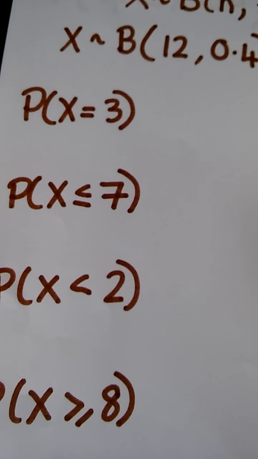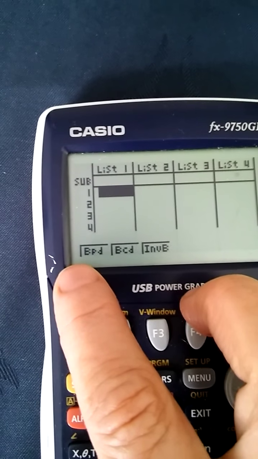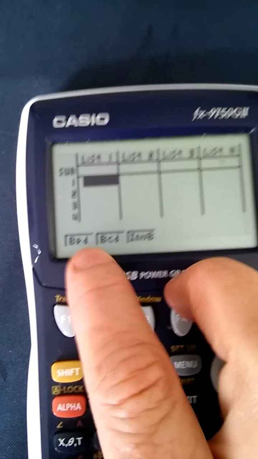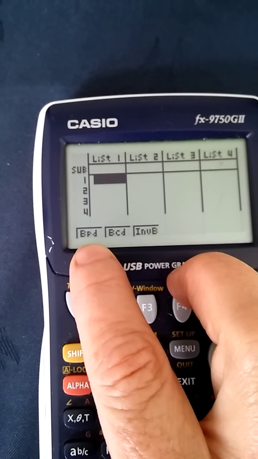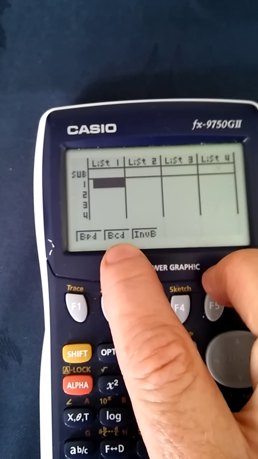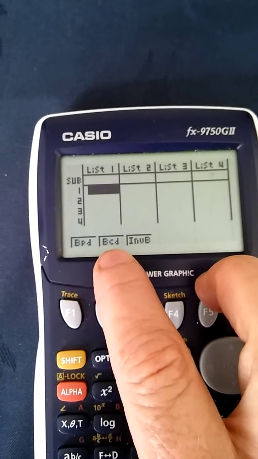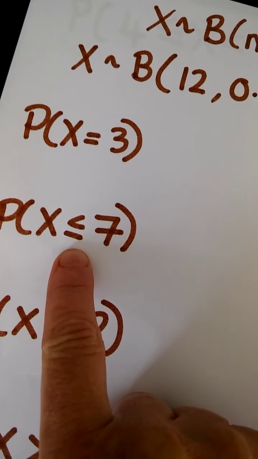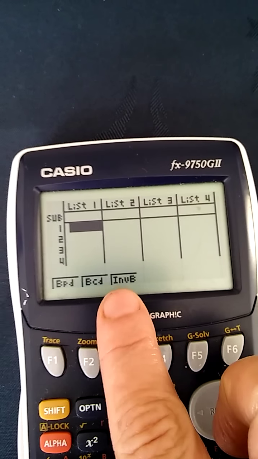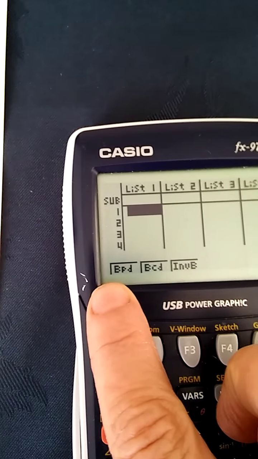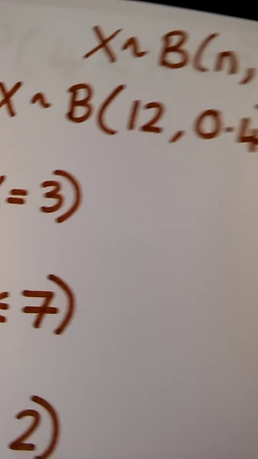What we've got for the first question is the probability X equals 3, in other words, 3 successes. Looking at the options here, this stands for the binomial probability distribution, or binomial point distribution, which works out problems like X equal to 3. This button here is a binomial distribution, but it's a cumulative distribution, so it's working out less than or equal to problems. The third button we'll meet another time, so I'll leave that for now. That's the inverse binomial.